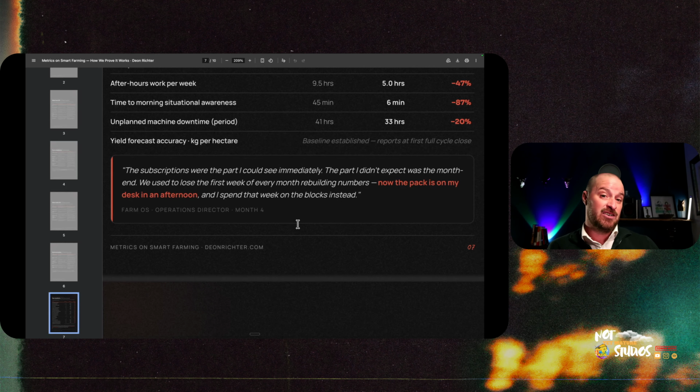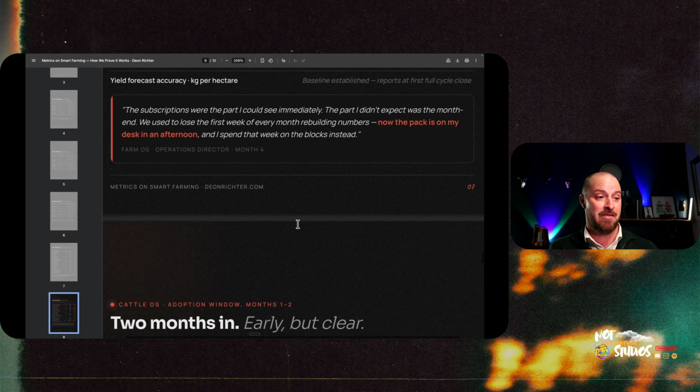This is something that I just want to read from the client. And it says the following: The subscriptions were the part I could see immediately. The part I didn't expect was the month end. We used to lose the first week of every month rebuilding numbers. Now the pack is on my desk in an afternoon, and I spent that week on the blocks instead. That is the testimony from the client using FarmOS after month 4.